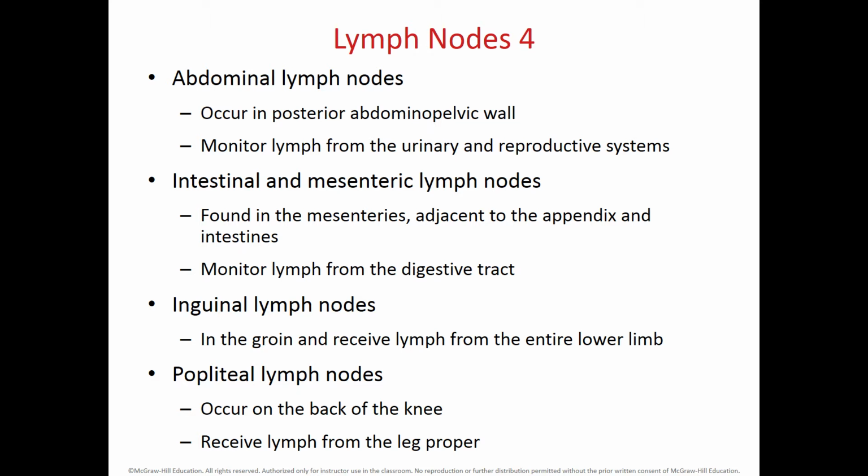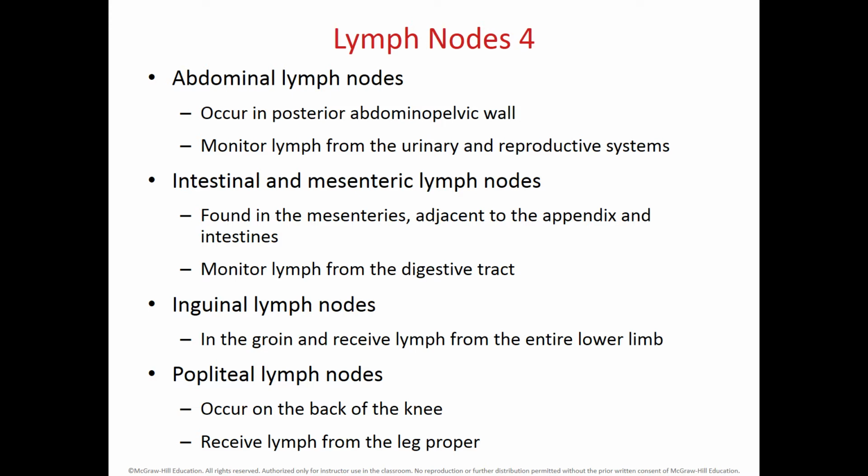Inguinal lymph nodes. They are located in the groin, and they receive lymph from the entire lower limb and also the external part of the pelvic cavity, and at some point also from the external genitalia.